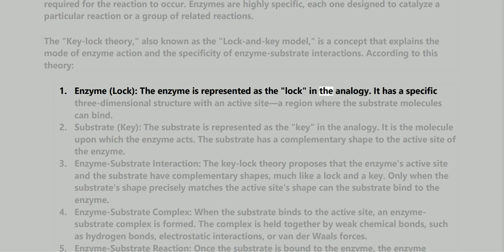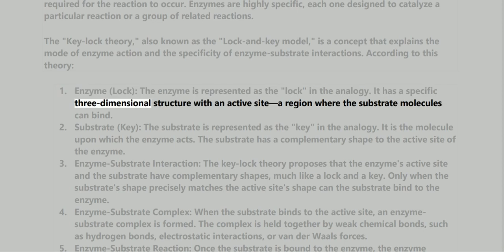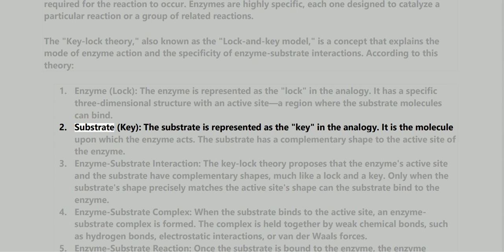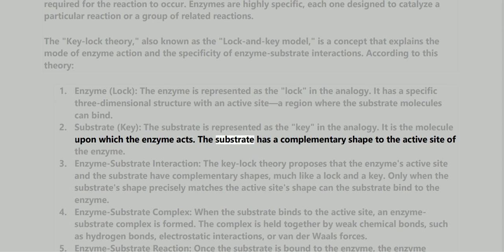The enzyme is represented as the lock in the analogy. It has a specific three-dimensional structure with an active site, a region where the substrate molecules can bind. 2. Substrate, key. The substrate is represented as the key in the analogy. It is the molecule upon which the enzyme acts.